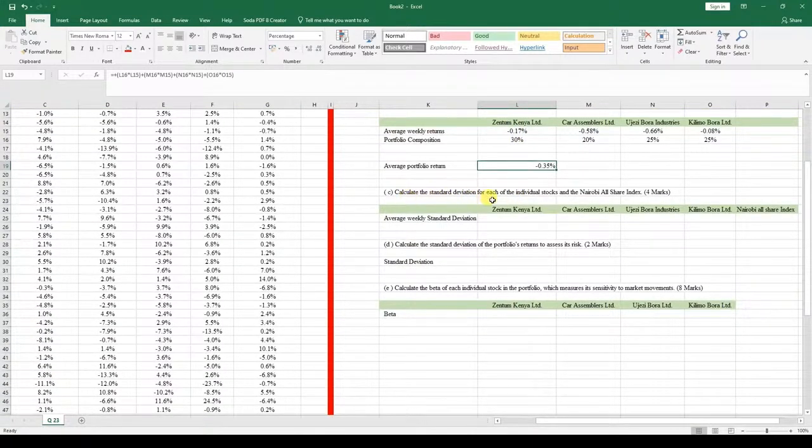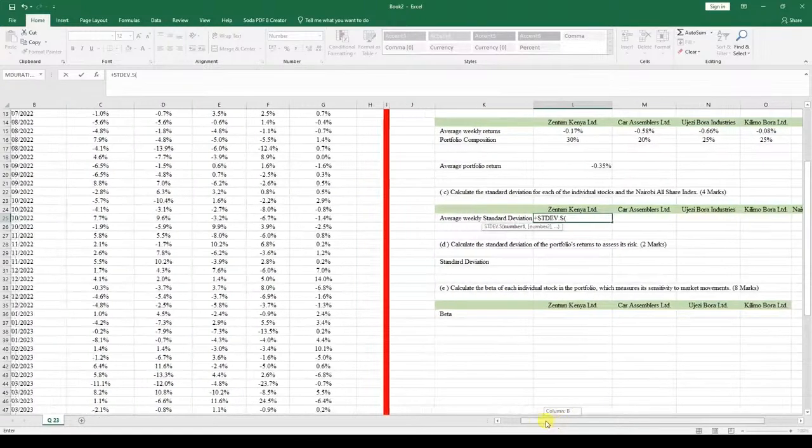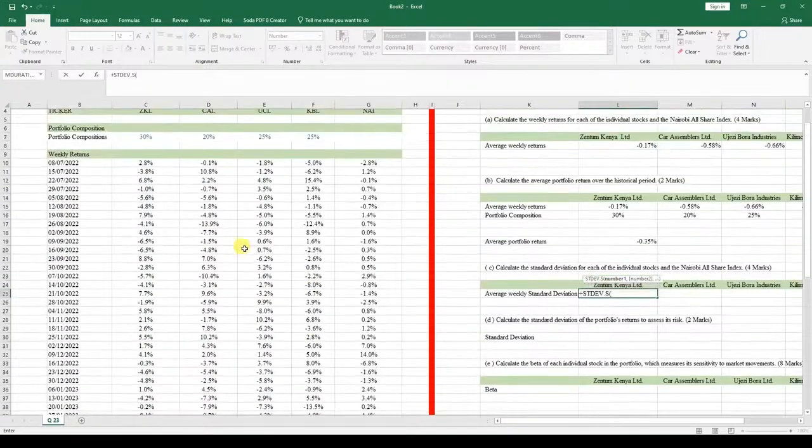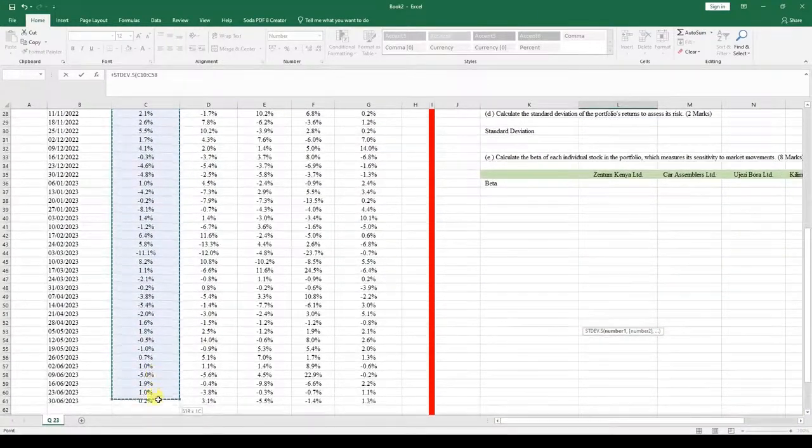Calculate the standard deviation for each of the individual stocks and the Nairobi All Share Index. That's 4 marks. So for the standard deviation, you pick STDEV, not P, because we're not picking for the entire population. We want STDEV, standard deviation for the sample. So we double click that, and we just pick the values here. We highlight the values for Z term.